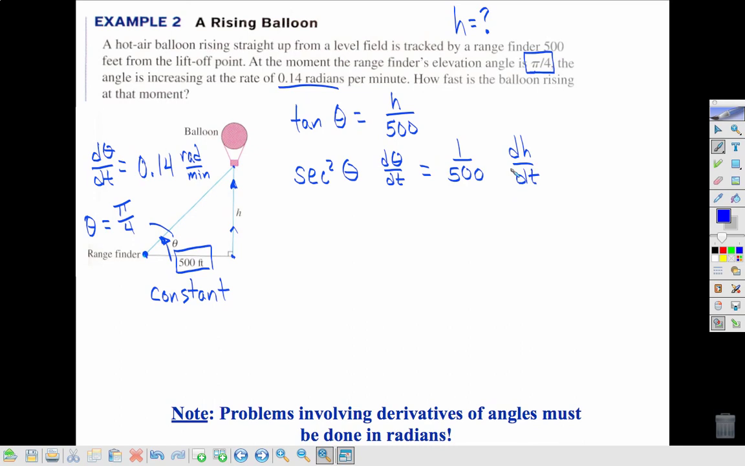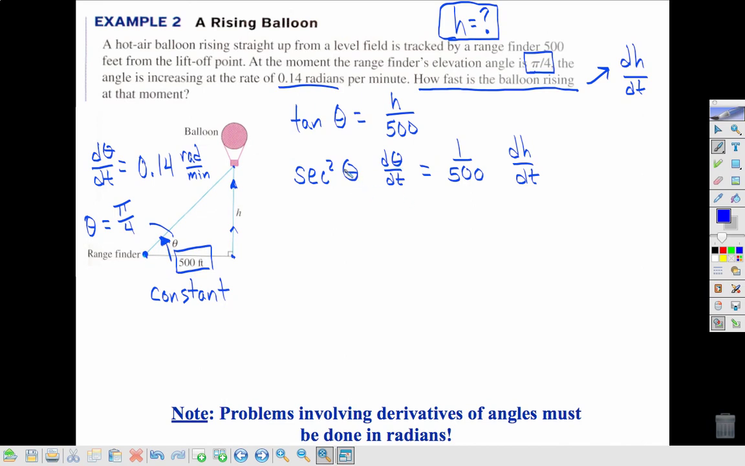Now we need to think about what we're actually asked to find, and we're asked how fast is the balloon rising. So what we're looking for here is dh dt, rate of change in the height of the balloon. Now let's look back at a couple other things. For one thing, I mentioned before, we do not know our height. It doesn't actually matter because we don't have it here. Kind of the idea of using rangefinders, we don't actually need to know the height.